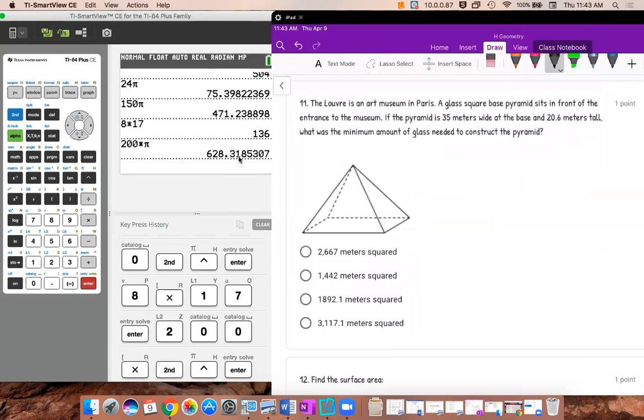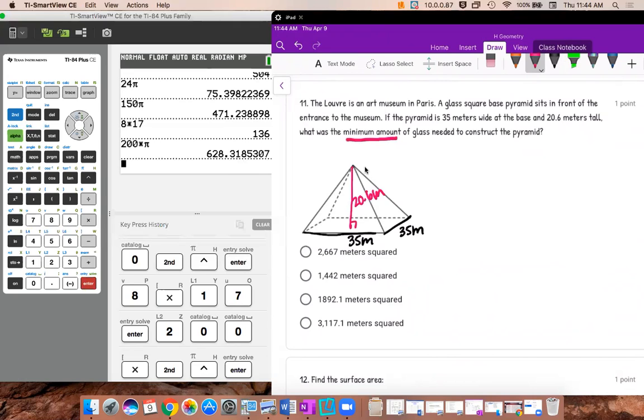Okay, 11. This one's kind of tricky because it's asking for the minimum amount. It says the Louvre is an art museum, and I probably just totally said that wrong. The Louvre is an art museum in Paris. A glass square-based pyramid sits in front of the entrance to the museum. If the pyramid is 35 meters wide at the base, so this is 35 meters, and it is a square-based pyramid, so this is also 35 meters. And the height is 20.6 meters tall. So this hits in the middle here. This is 20.6 meters tall as your height. What is the minimum amount of glass needed to construct the pyramid?